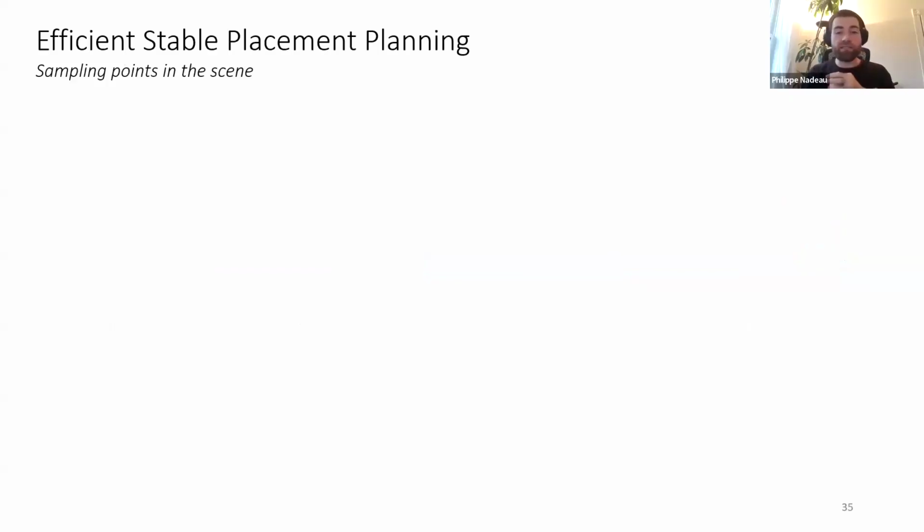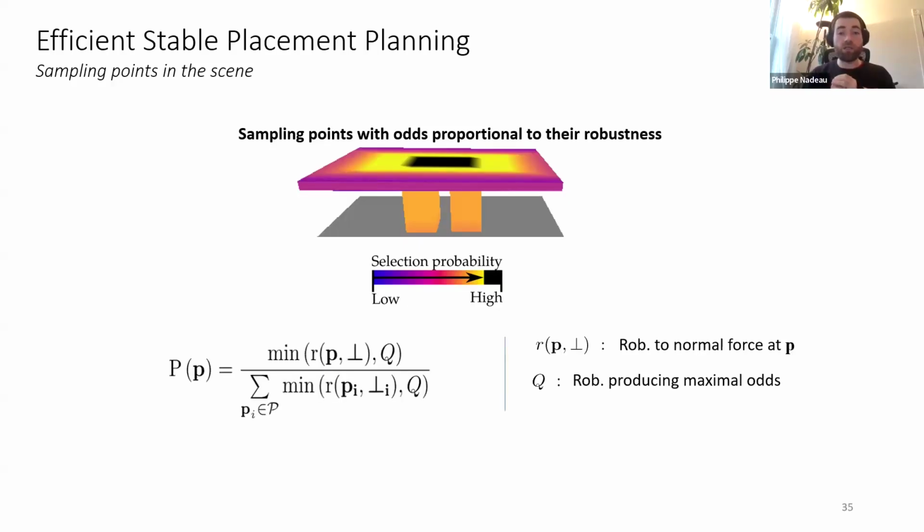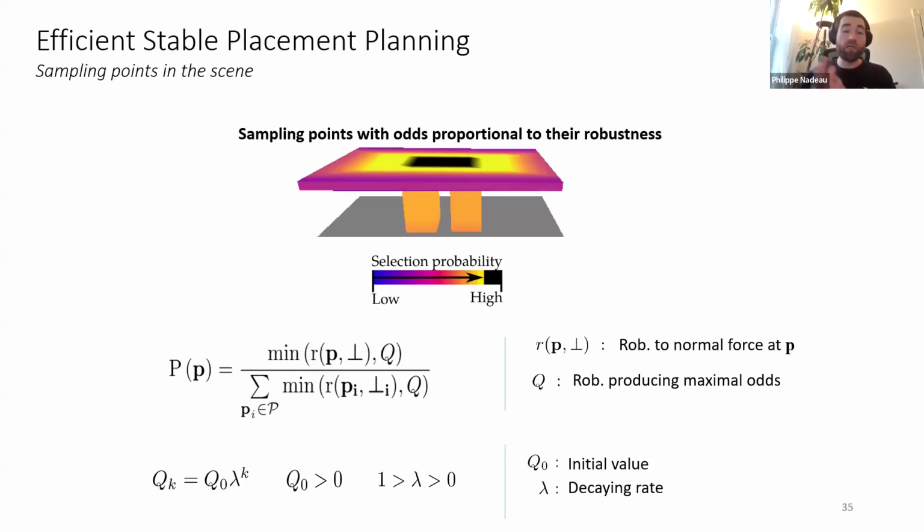So finding a candidate placement starts by selecting 2 points on the scene with odds proportional to their robustness. The maximal odds are capped by Q, a cap that is exponentially decayed with every failed iteration of the planning algorithm. So in the limit, all points are considered with equal probability, but initially, more robust points have way more chance of being sampled.